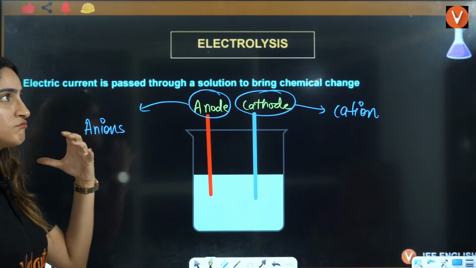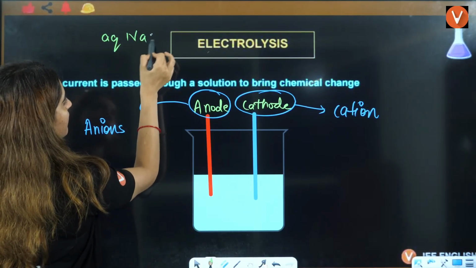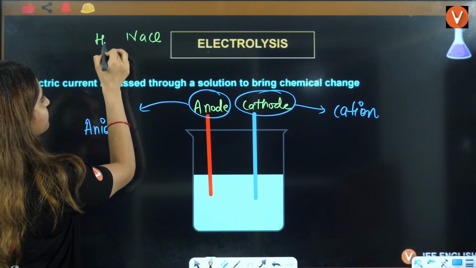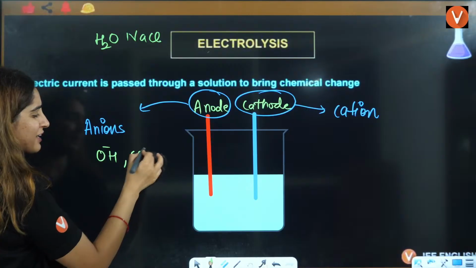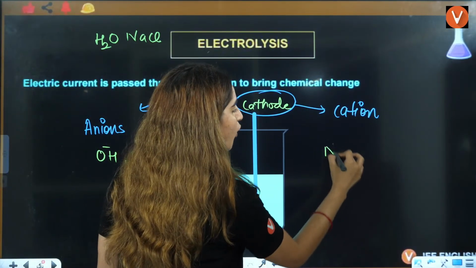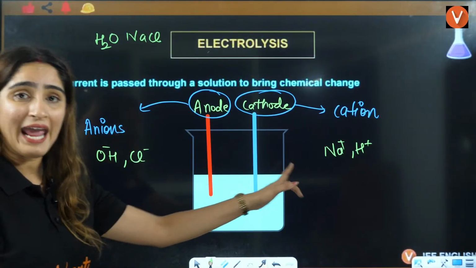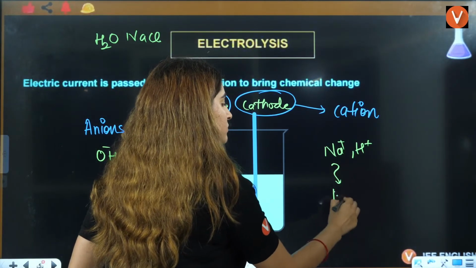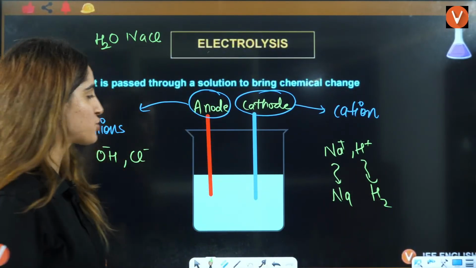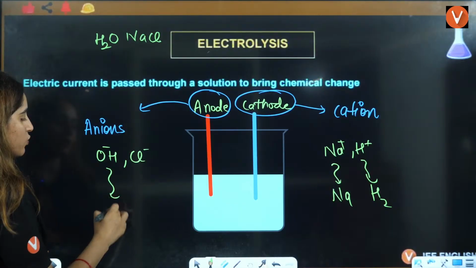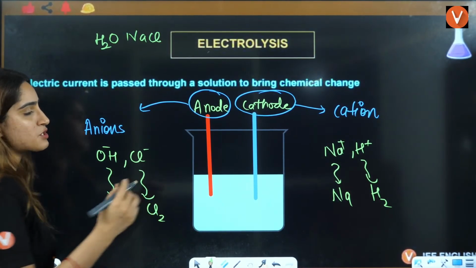Now, for example, you have aqueous NaCl. Aqueous means water. So the anions will be OH negative and Cl negative, and the cations will be Na positive and H positive. The question is, will Na be converted to sodium? Will sodium be deposited? Or will H positive be converted to H2? Or will OH negative be converted to oxygen? Or will Cl negative be converted to Cl2?